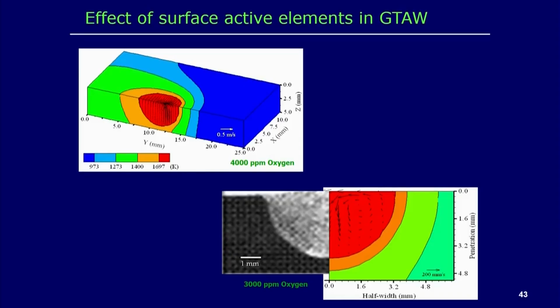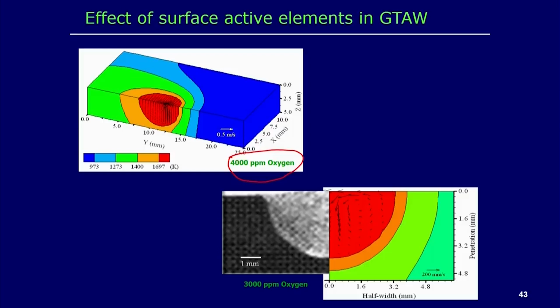Now, we can see the other way, the effect of surface active elements in the gas tungsten arc welding process. Here I just mentioned the surface active elements, that means the presence of 4000 ppm oxygen. That oxygen has been mixed with the shielding gas, which acts as a surface active element, and that actually influences the material flow pattern during the welding process.